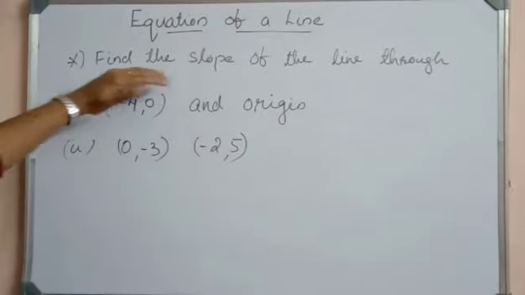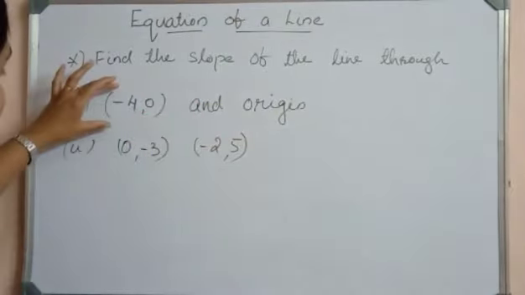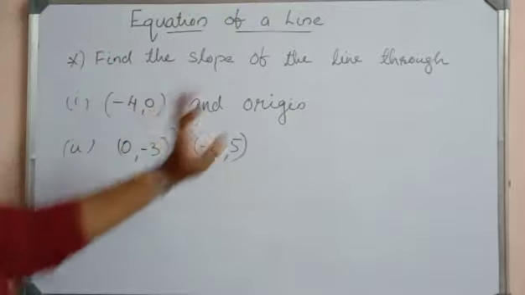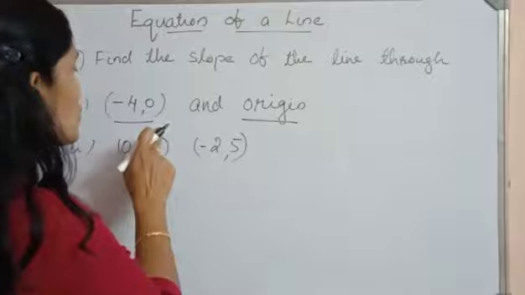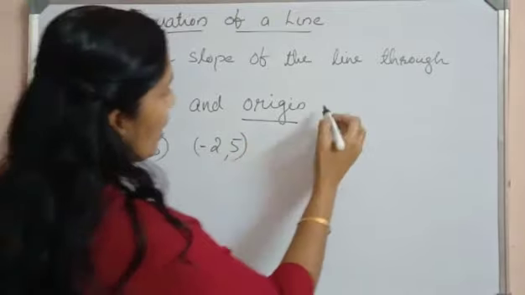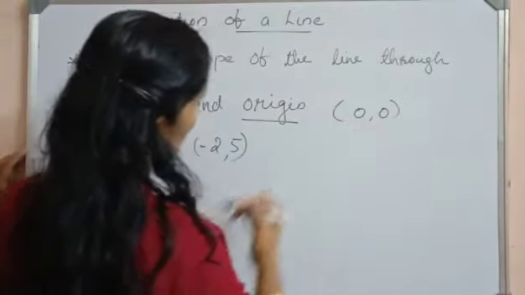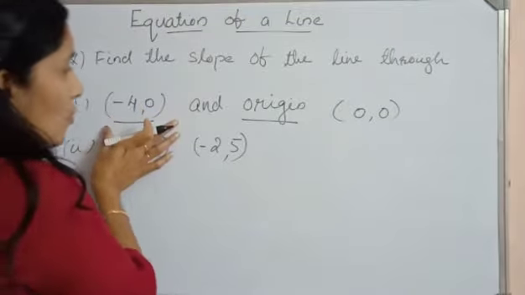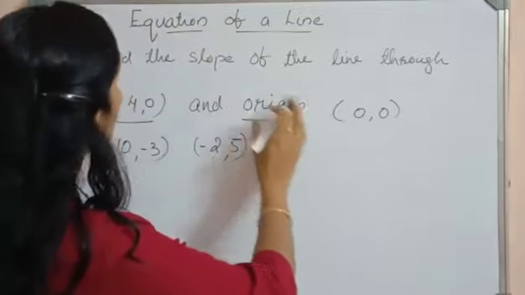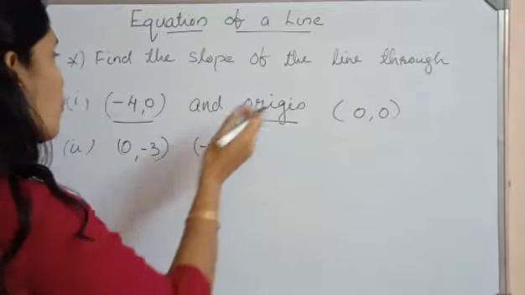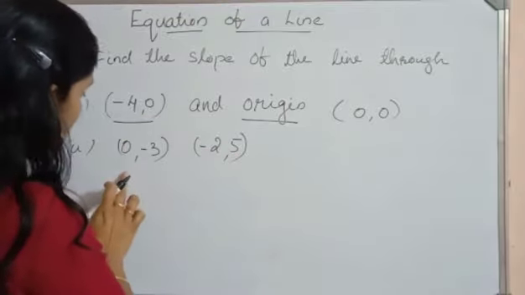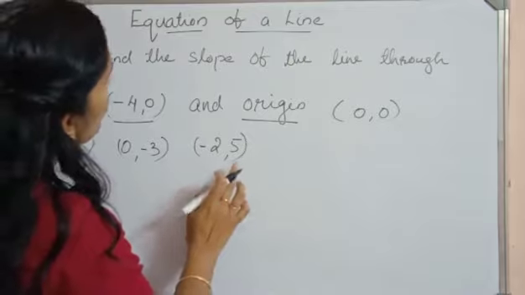The first one is, find the slope of the line through -4, 0 and the origin. So here also two different points are given. One is -4, 0 and the other one is the origin. The coordinates of the origin are 0, 0. Consider these as x1, y1 and x2, y2 and find the slope of the given line. And the next one is the same question itself. Find the slope through the points 0, -3 and 2, -5.